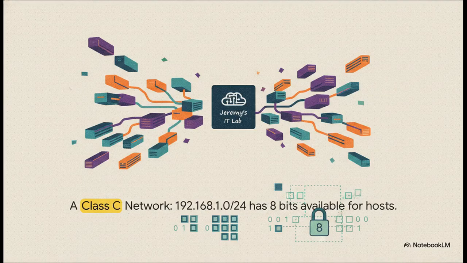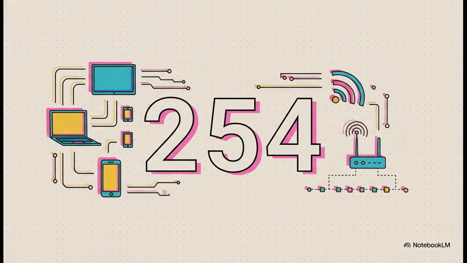Let's put this into practice with our trusty home network, a Class C. You see that /24 at the end? All that means is that the first 24 bits are for the network, which leaves the last 8 bits all for us to use for our devices. So in our formula, n is 8. Okay, let's plug it in. 2 to the power of 8, that gives us 256. Then we subtract those two special addresses we talked about, and bam, 254. That means on a standard home network, you can connect 254 different gadgets before you run out of addresses.